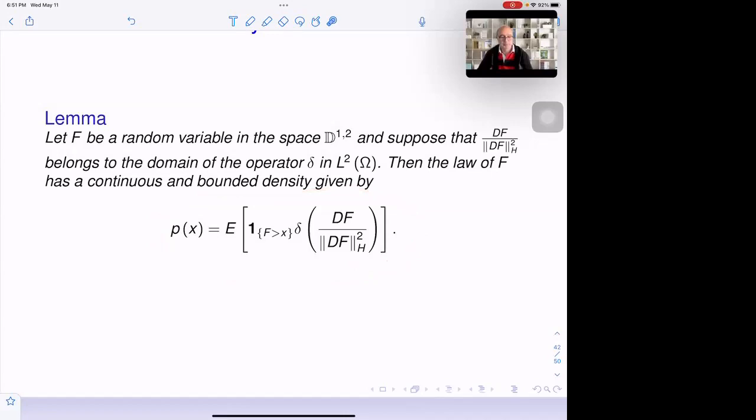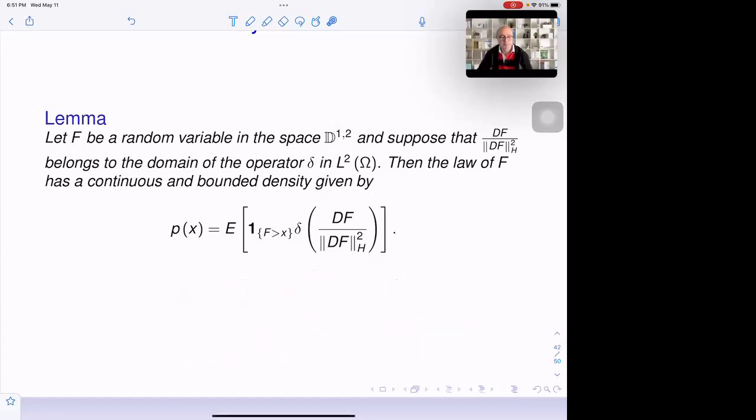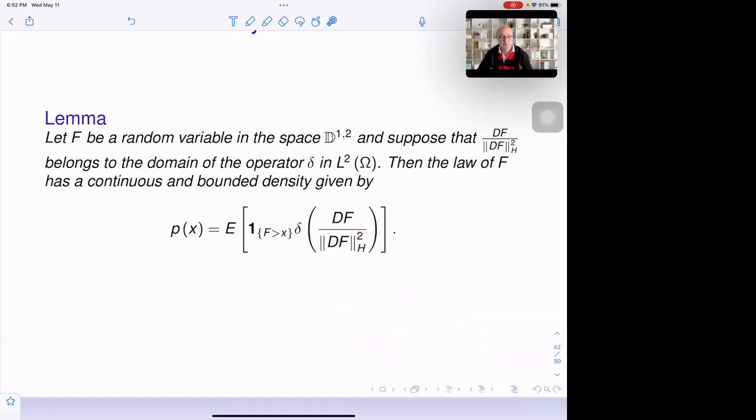So what's the main difficulty? The main difficulty is that you have to show this one, in some sense, has negative moments: the negative p-th moment is less than infinity. This is called the Malliavin covariance matrix. So the question is how to show that this one has negative moments.